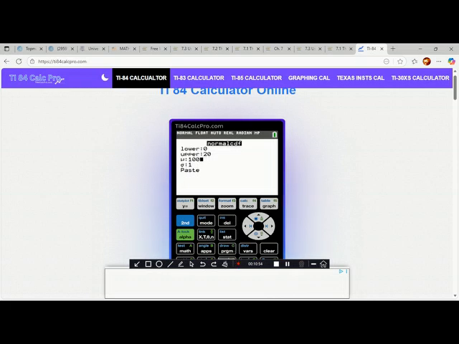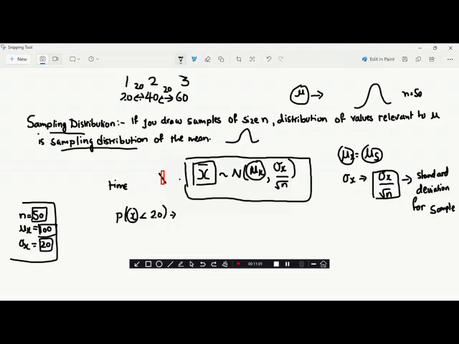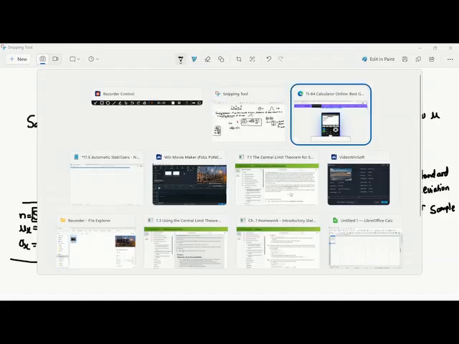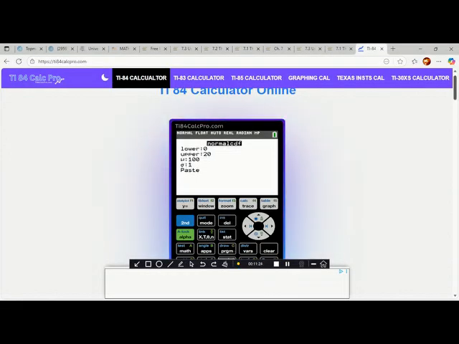This is your sample mean. And your standard deviation will be 20, which is the standard deviation for your population, divided by root of n, which gives you your standard error of mean. This is your standard deviation for your sample mean. So root of n, so root of 50, this will be 20 divided by root of 50.